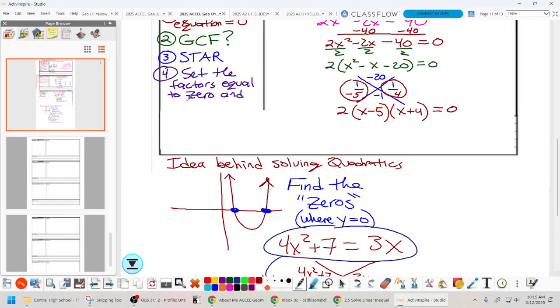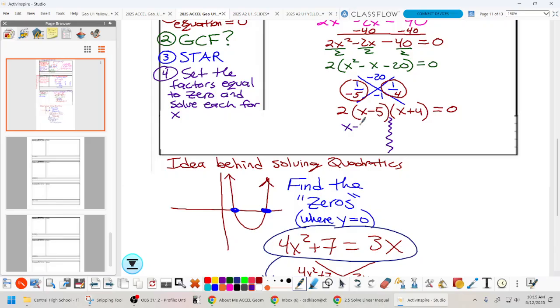And solve each for x. I'll let you write that and then we'll do it. Set the factors equal to 0 and solve for x. Does 2 equal 0? No. So we're not going to deal with that one. I usually have students put a little squiggly just to separate these two.